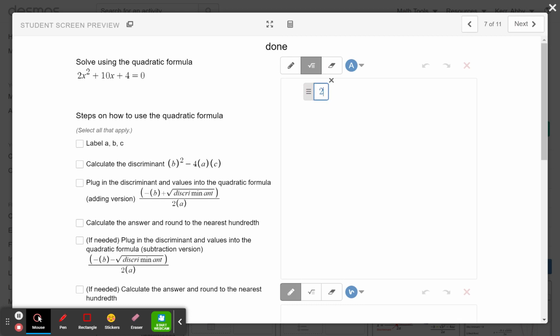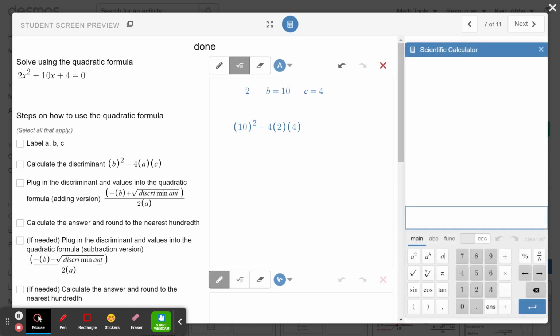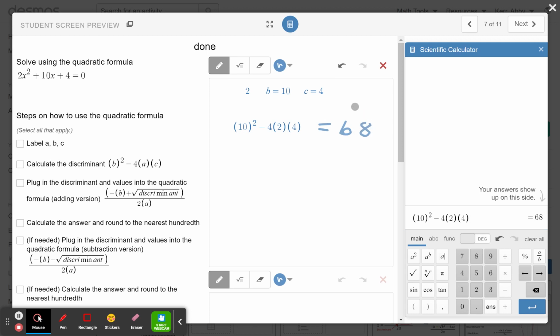So you're going to label your A, your B is 10, and your C is 4. 10 squared minus 4 times your A times your C. Just use the calculator. We're going to get equal to 68. Since this is a positive number, we know that we're going to have 2 versions to do.